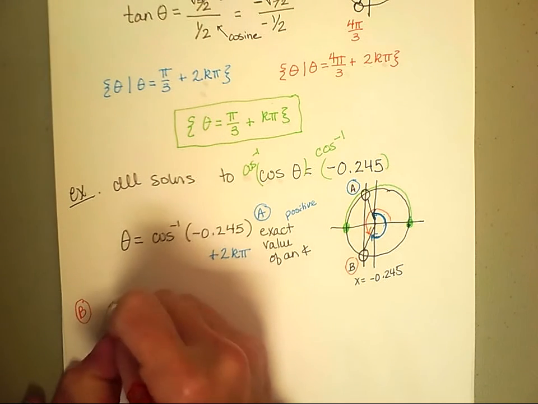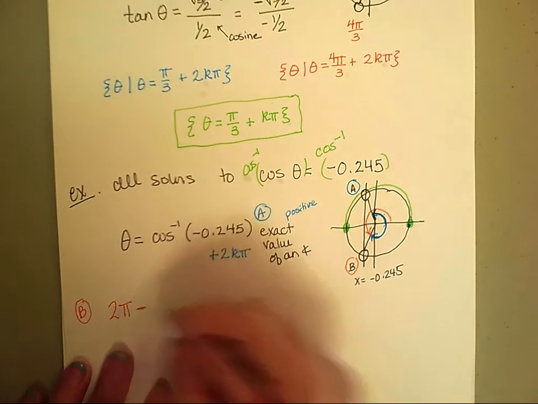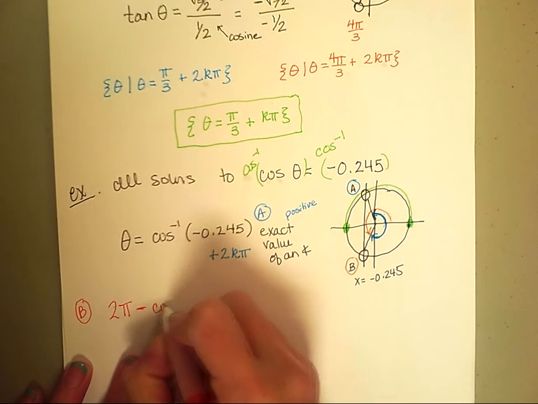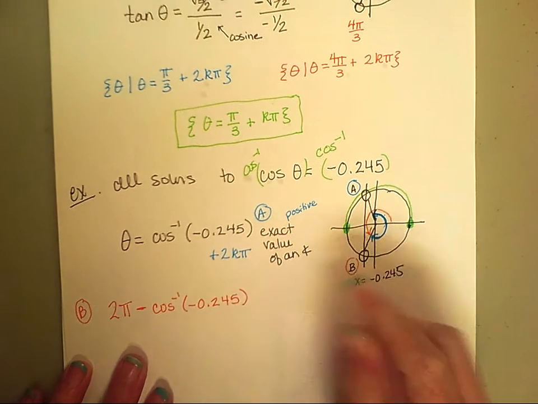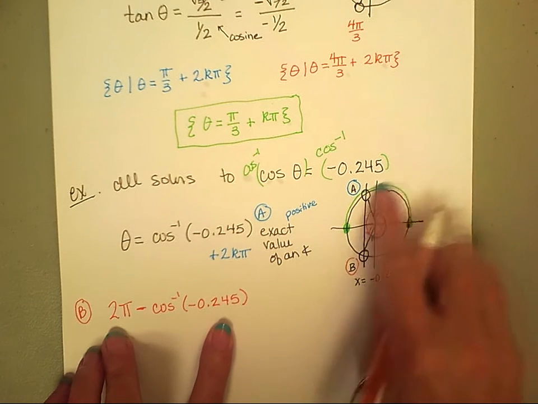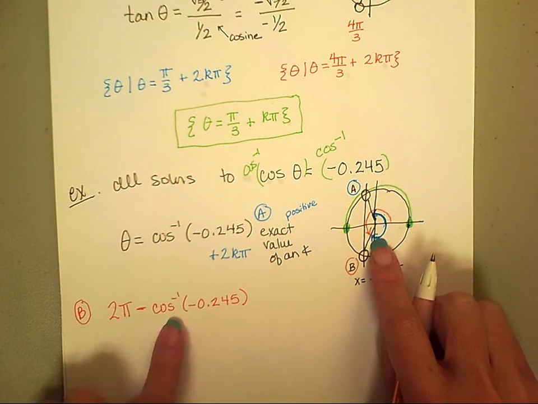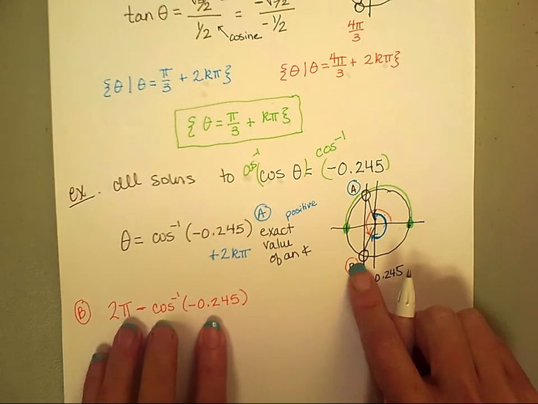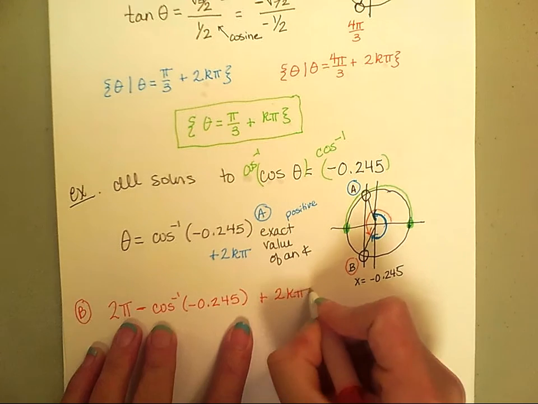So what must be true then is if you take 2 pi and you subtract off the positive value A, that will give us the negative rotation here, the inverse cosine of negative 0.245. Okay? That would be angle B. Okay? All the way around is 2 pi. If I back it off this amount, then I will get angle B. Okay? So this whole thing represents angle B. And then we have to take into account the loopings. So it will be plus 2k pi.